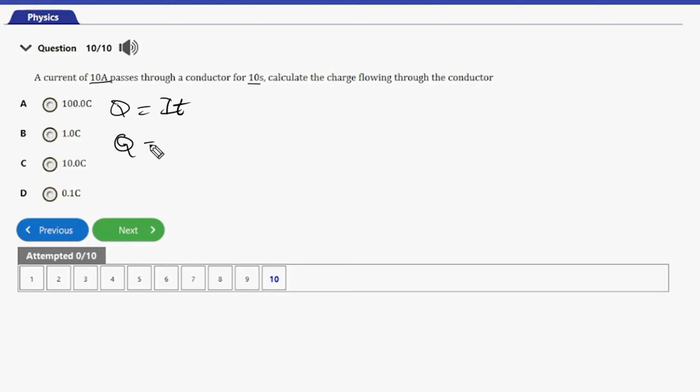So we are going to have Q is equal to 10 here times 10 here, and that's 100. So Q is equal to 100 coulomb, and that's it for this question, option A.